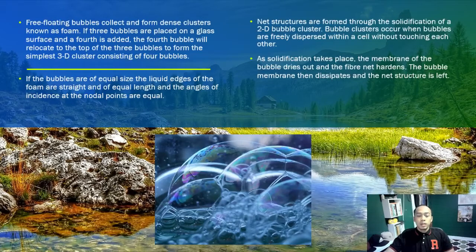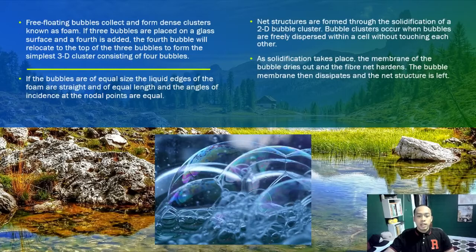If the bubbles are of equal size, the liquid edges of the foam are straight and of equal length, and the angles of incidence at the nodal points are equal. The total structure forms a net of equal mesh size called the basic net. The structures are formed through the solidification of a 2D bubble cluster. Bubble clusters occur when bubbles are freely dispersed within a cell without touching each other.